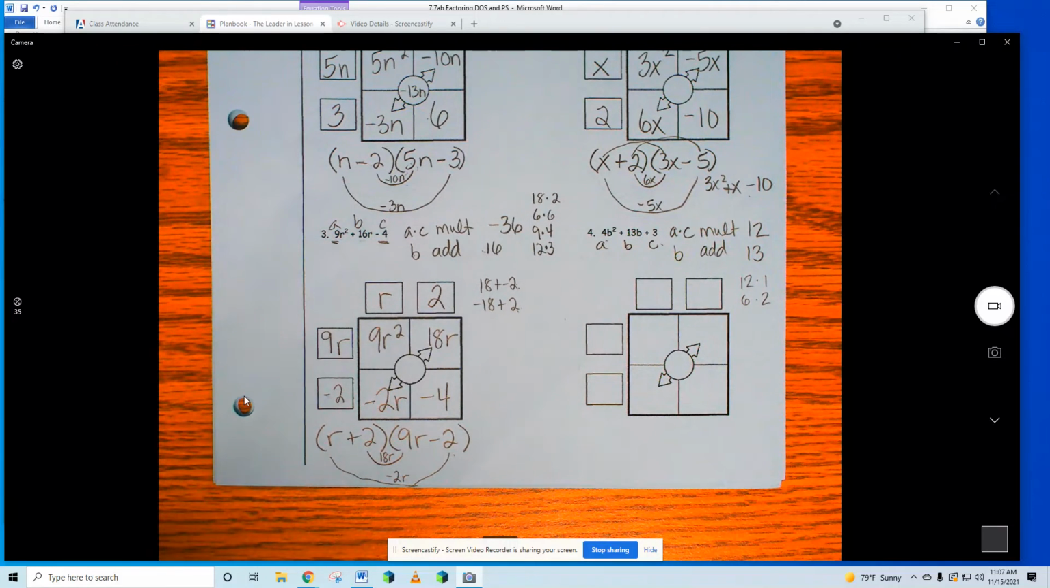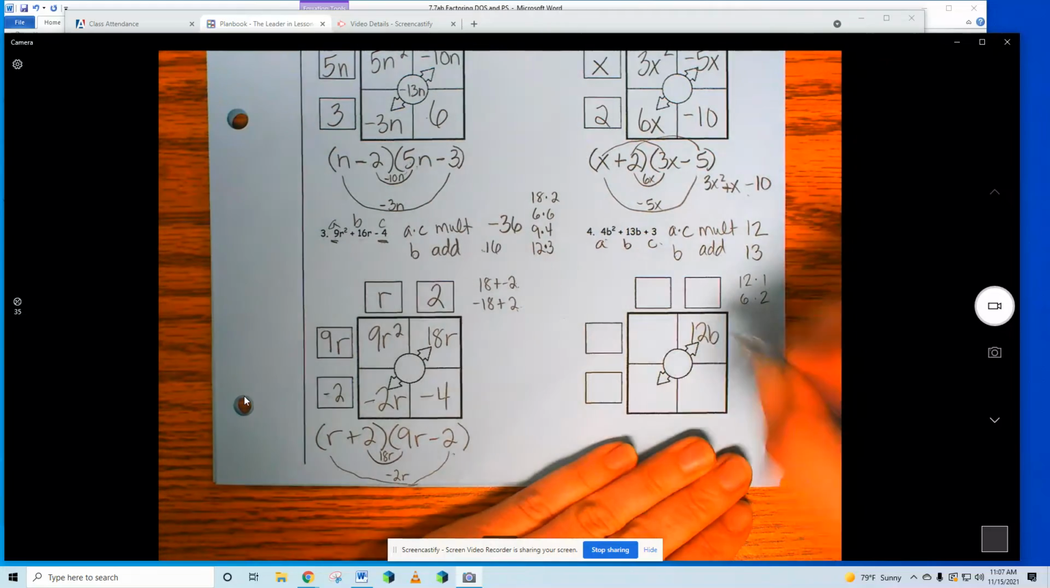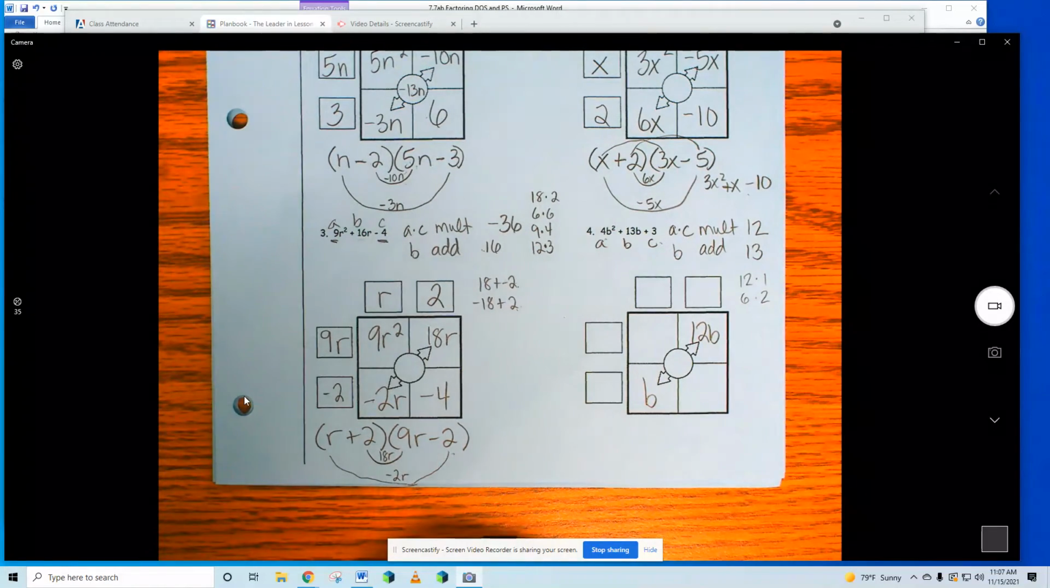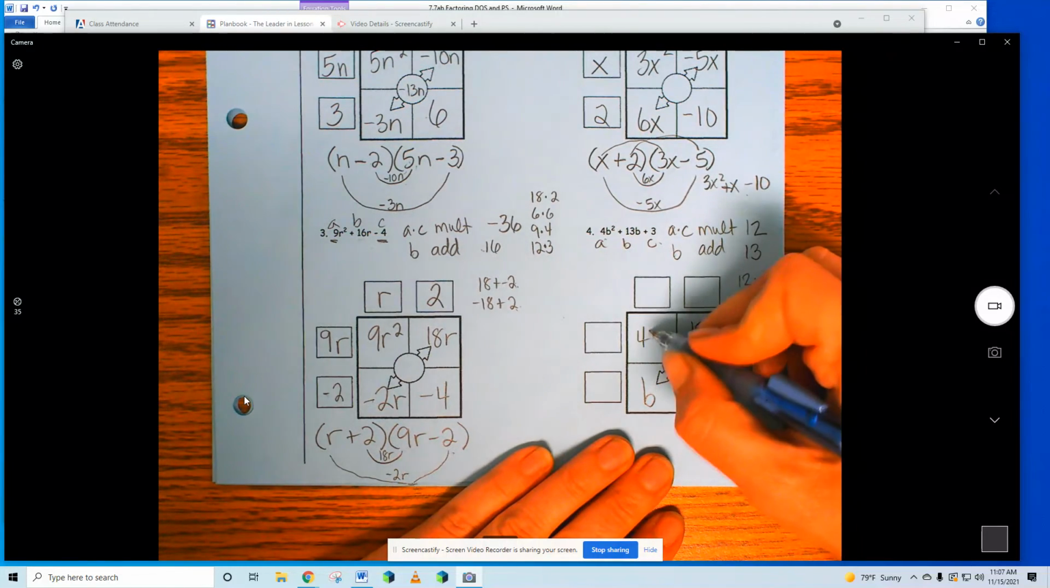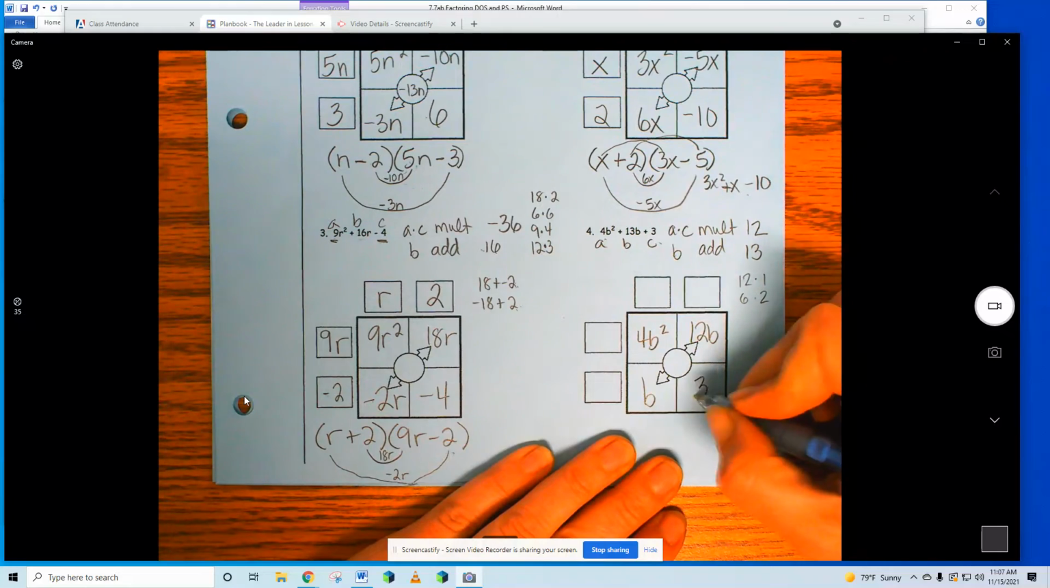So, what's that? 12 and 1. Positive 12 and positive 1. 12b, 1b. I'm not going to put a 1 in front of it. That's a waste of my time. Obviously, the a is the 4b squared. That goes there. And the 3 goes on the lower right.